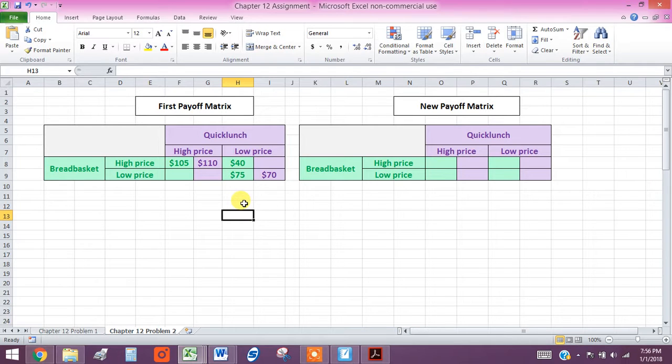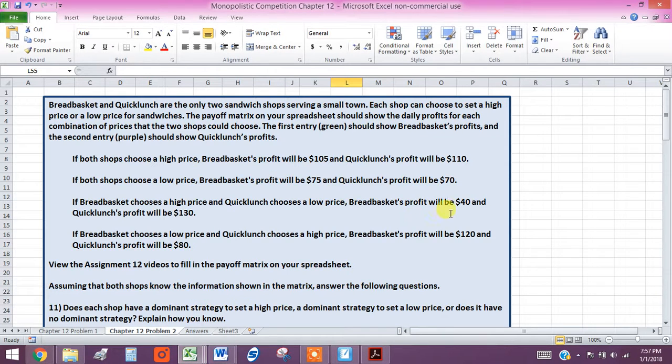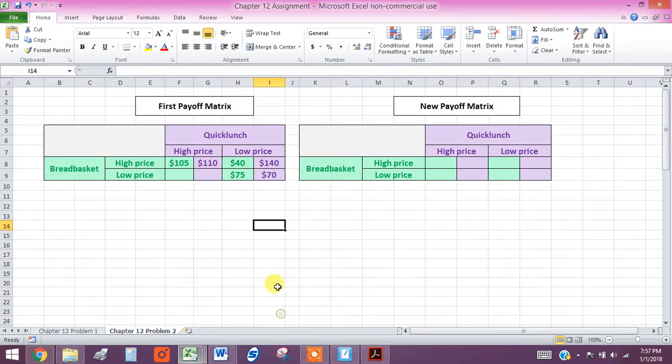And Quick Lunch, if they choose low, that's high for Bread Basket and low for Quick Lunch. That would be 40 and 130. Did I say that right? Let me make sure. 40, 130. Go back. 130. Okay.